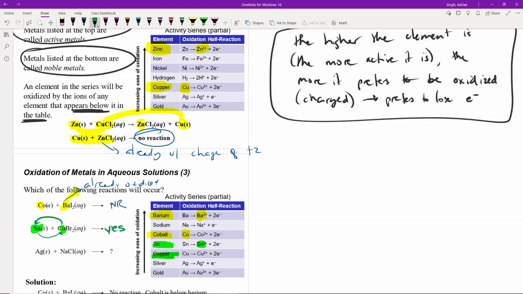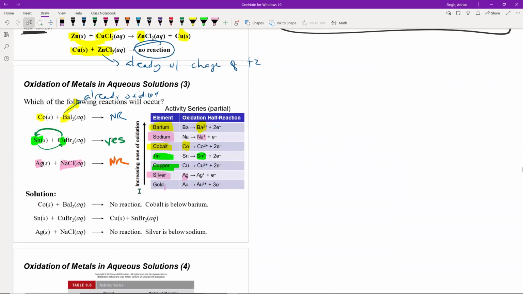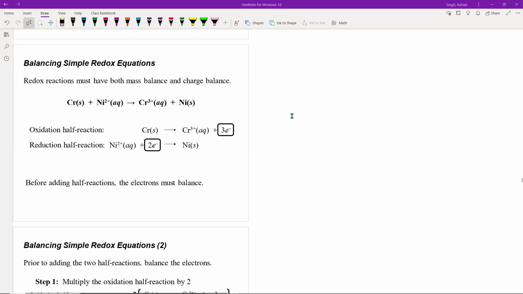What about silver and sodium chloride? So silver Ag and Na, so Ag is silver, and then sodium, Na. So which is more reactive? Well, obviously the sodium wants to be oxidized, it wants to combine with something. It already is, and the silver can't do anything, so no reaction here. Okay, so you want to compare your metals to see which one is higher up. That's the one that would want to combine with something, and it will kick something out in order to do that.